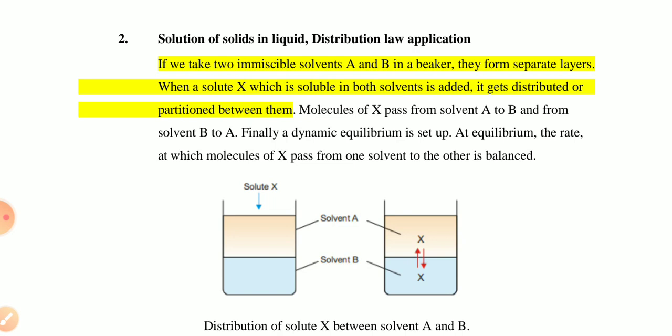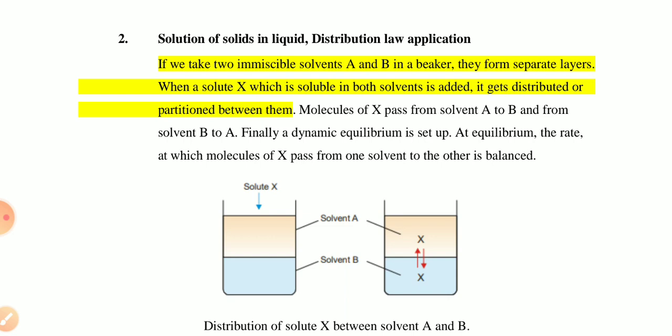Okay, if we take two immiscible solvents A and B in a beaker, they are separated by a layer because they are immiscible with each other. So when a solute X, which is soluble in both solvents, is added to that solution, what happens? It gets distributed, or partially distributed, between both solvents. The molecules of solute X pass from solvent A to B and from solvent B to A. Finally, a dynamic equilibrium is set up.